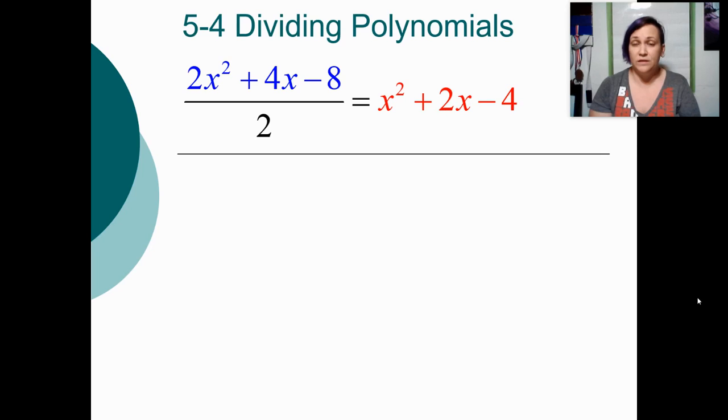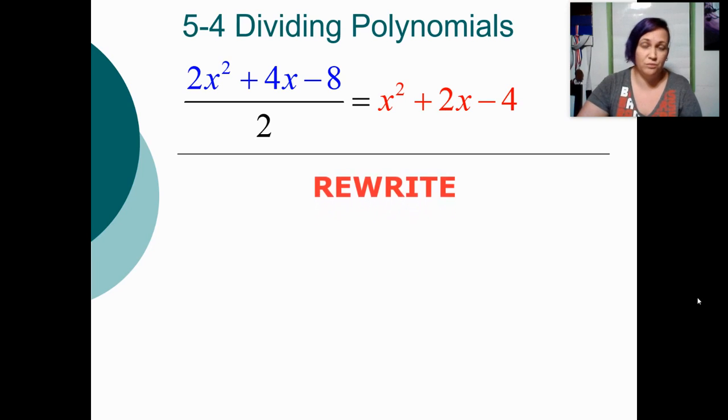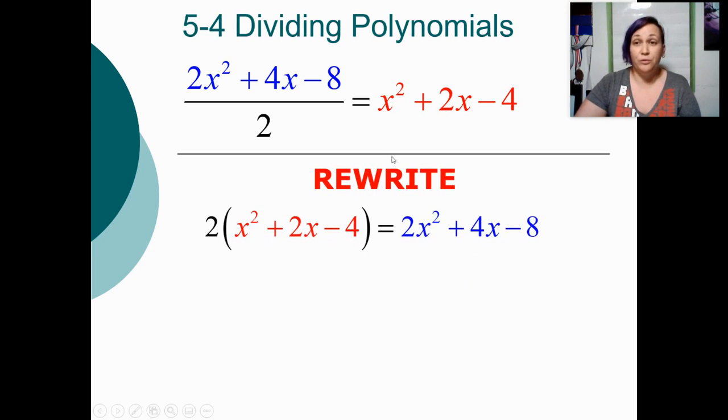We could rewrite this if we wanted to as a multiplication problem. So if we were to rewrite this, you would take the bottom of the fraction, 2, you would multiply it by the answer, and that should give you the top of the fraction, okay? The thing you're dividing by times the answer gives you the top. That's going to be very important for what we're doing today.